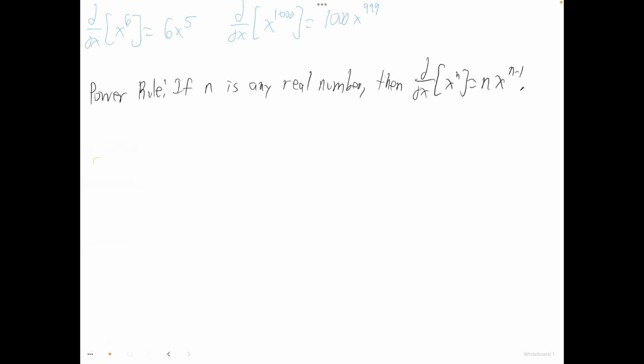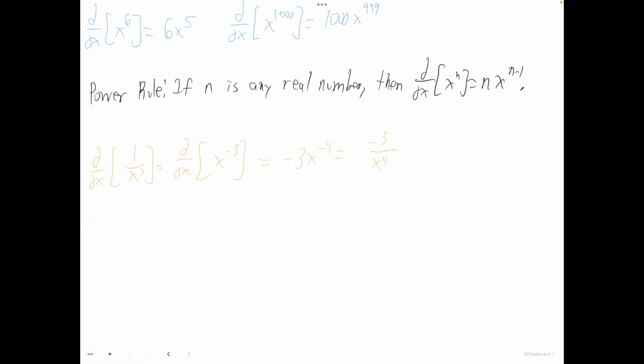But this allows us to compute derivatives when we don't necessarily have an integer in the exponent. So for instance, if we wanted the derivative of 1 over x cubed, well, this is the derivative of x to the negative 3, just using exponent properties. And so this is negative 3 x to the negative 4. So the derivative would be negative 3 over x to the 4th. And that would be the derivative of 1 over x cubed.